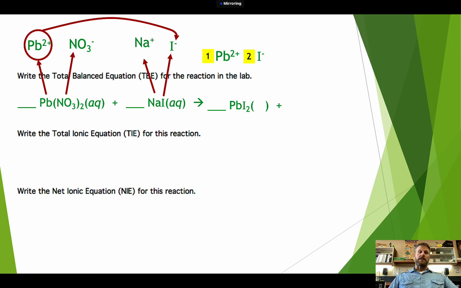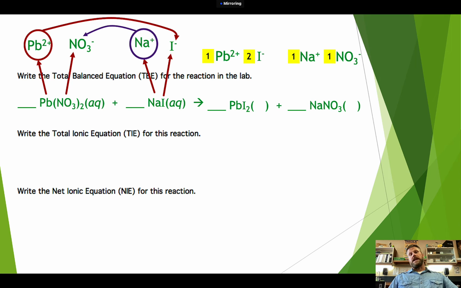My other product involves sodium and nitrate ions. So I have Na+ and I have NO3-. How many of each ion do I need to make a neutral substance? I would need 1 cation and 1 anion. Therefore, the formula will be NaNO3. So that is my total equation. It is not yet balanced, but that is my total equation.